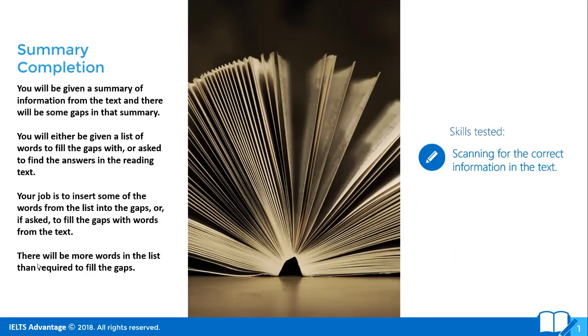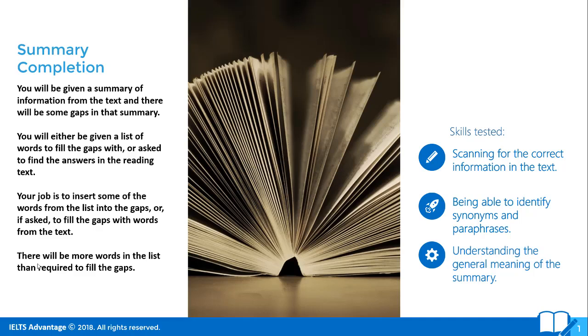So first of all, they're going to check whether you can scan for the correct information in the text. So what you'll have to do is look at the text and scan it for specific information. Also, they're going to test, can you identify synonyms and paraphrases, as always? And can you understand the general meaning of the summary? So you're going to have to understand the summary. If you don't understand the summary, then you won't be able to complete this question. But it's not too difficult. Don't worry about it too much.